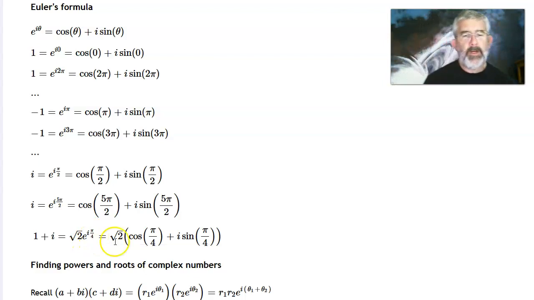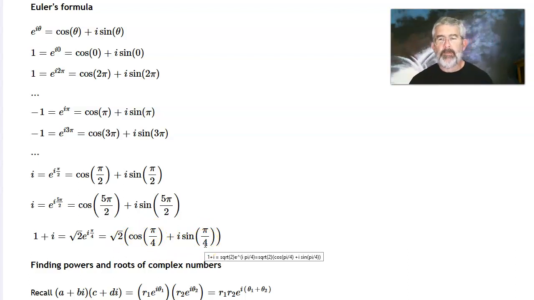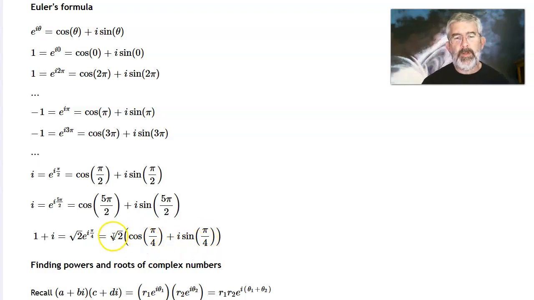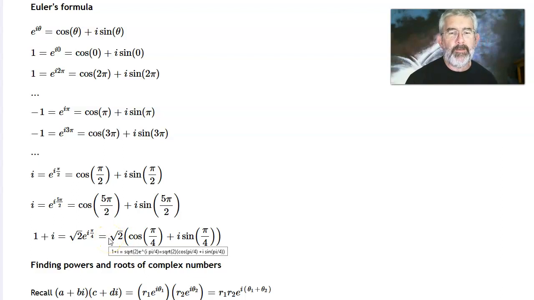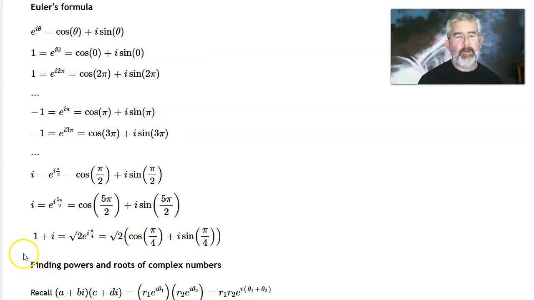And of course you can double check. The e to the i pi over 4 is cos pi over 4 plus i sine pi over 4. Cosine of pi over 4 is 1 over the square root of 2. When you distribute that in, 1 over the square root of 2 times square root of 2 is 1. Likewise, the sine of pi over 4 is also 1 over the square root of 2, which when you multiply by radical 2 gives you 1. So this would be 1 plus 1i, which is what we said it was over here.